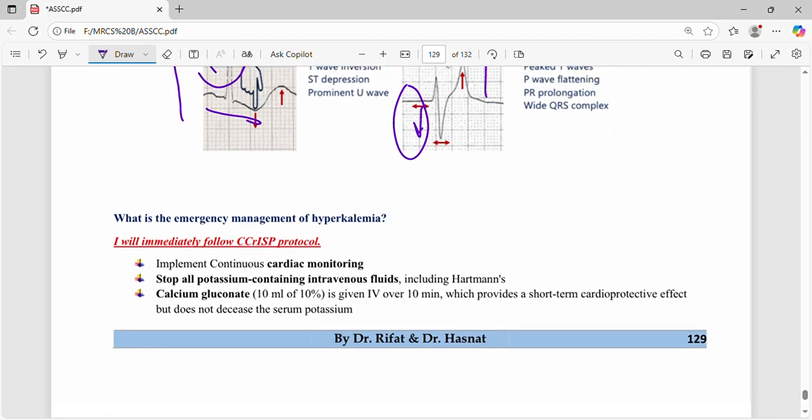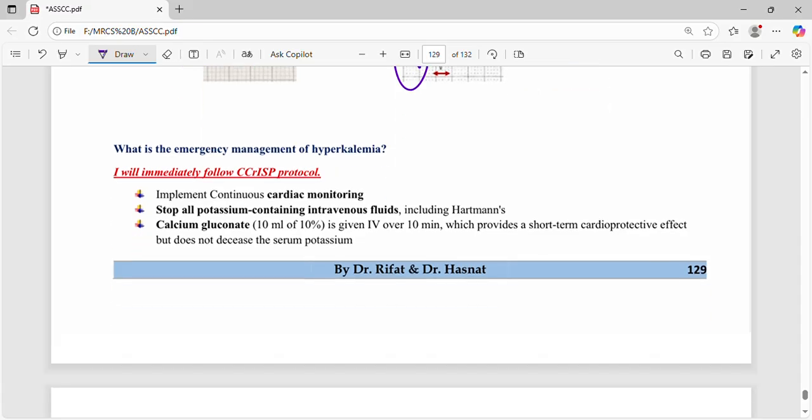What is the emergency management of hyperkalemia? So in an emergency, I will immediately follow the CCRIS protocol and implement continuous cardiac monitoring. This is very important. Always do cardiac monitoring.